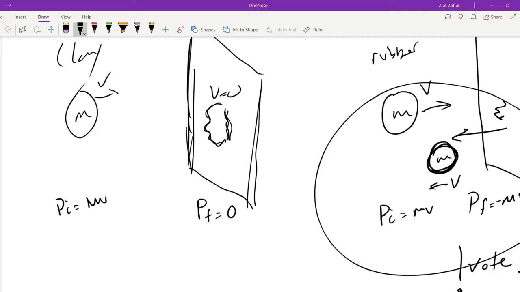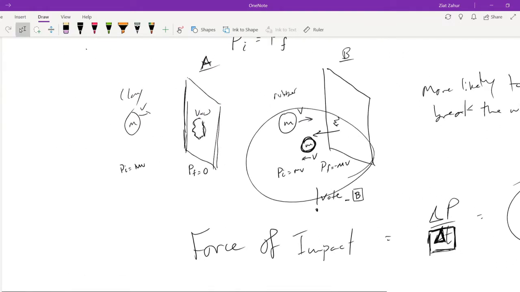And so it actually takes more time to come to a stop for the clay ball. And so your delta T is actually bigger. Not only is delta P smaller, but delta T is even bigger. Therefore, the force is definitely weaker.